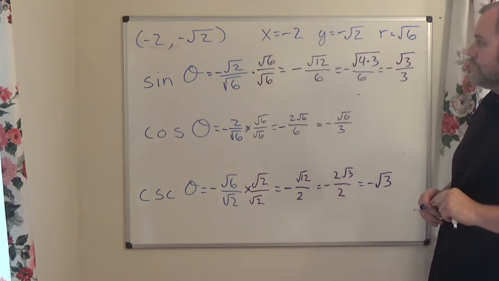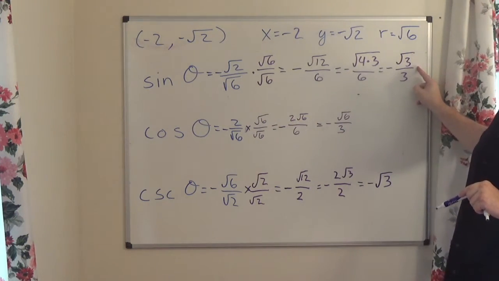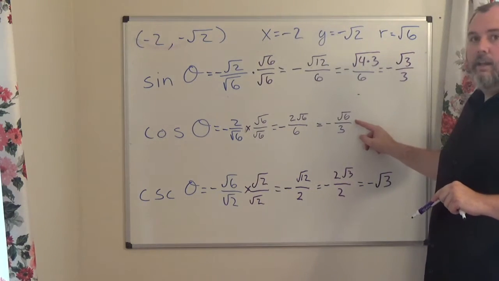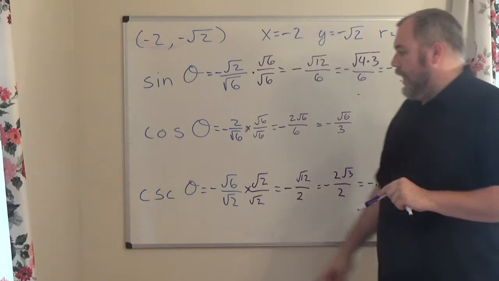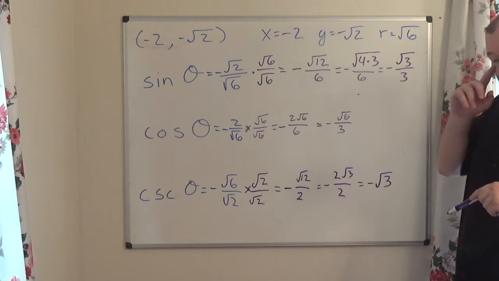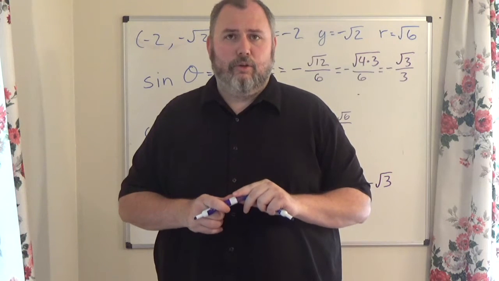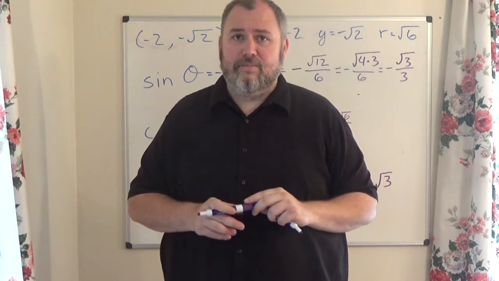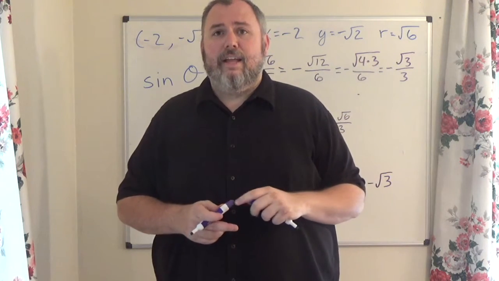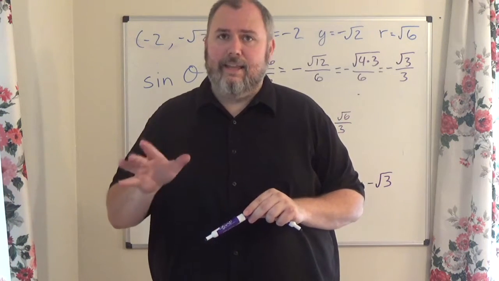Alright, so sine of theta is actually negative square root of 3 over 3. Cosine of theta is equal to the negative square root of 6 over 3. And cosecant of theta is actually just the negative square root of 3. So when you go to do these things, you're going to do everything like normal. Just be very cautious. Make sure that once you find your x and your r values and you're plugging it in, that your final answer does not have that radical sign in the denominator.